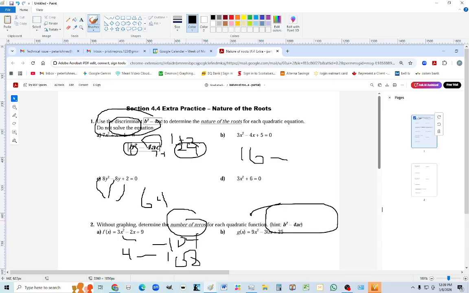There are no zeros. B squared in this case is minus 30. Minus 30 squared is 900. Minus 4 times 25 is minus 100 times 9. 9 minus 900, 0. There is 1 zero.